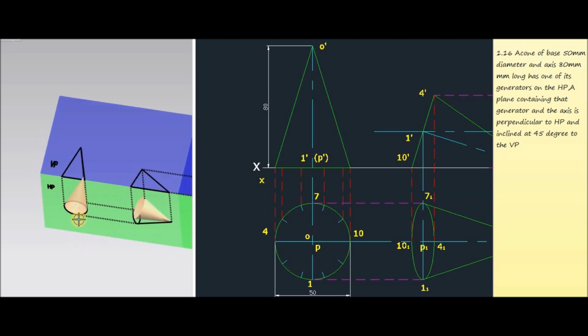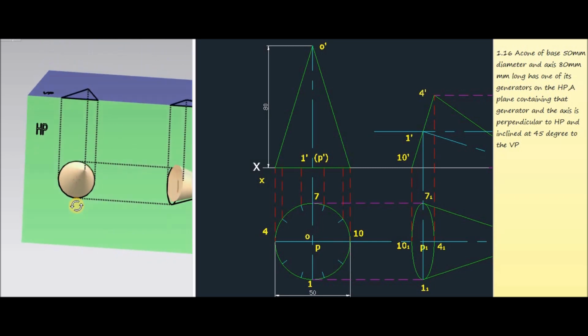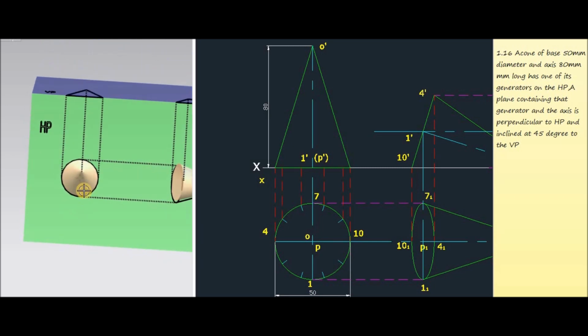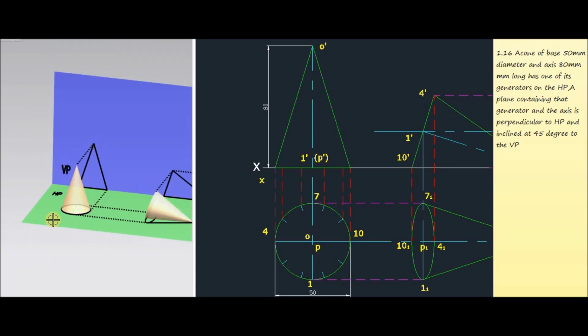In order to get the front view corresponding to the initial position, we have to observe the object from the front side, then project all the base points, project all the base generators into the vertical plane, then project the vertex into the vertical plane, and join all these points. We will get one triangle, and that will be the front view corresponding to the initial stage. And for getting the top view, we have to observe the object from the top side. We will get one circle on the HP. So this one is the top view corresponding to the initial stage.